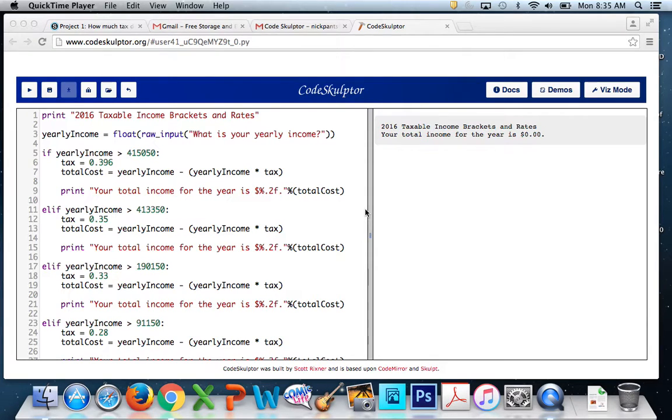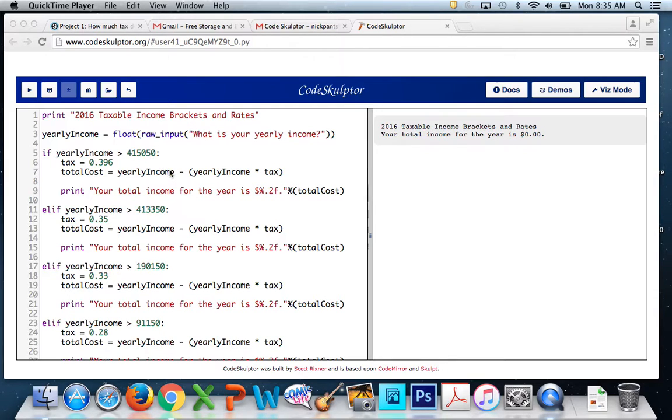have to pay relative to their yearly income. I did this by taking the total cost and having that equal the yearly income minus the yearly income times the tax. I used a raw input so that I had the user input their yearly income.